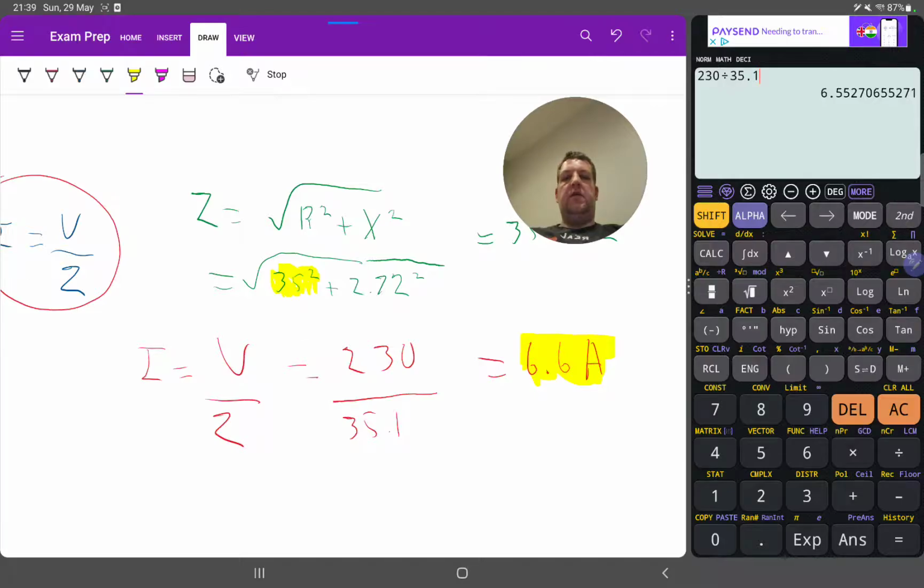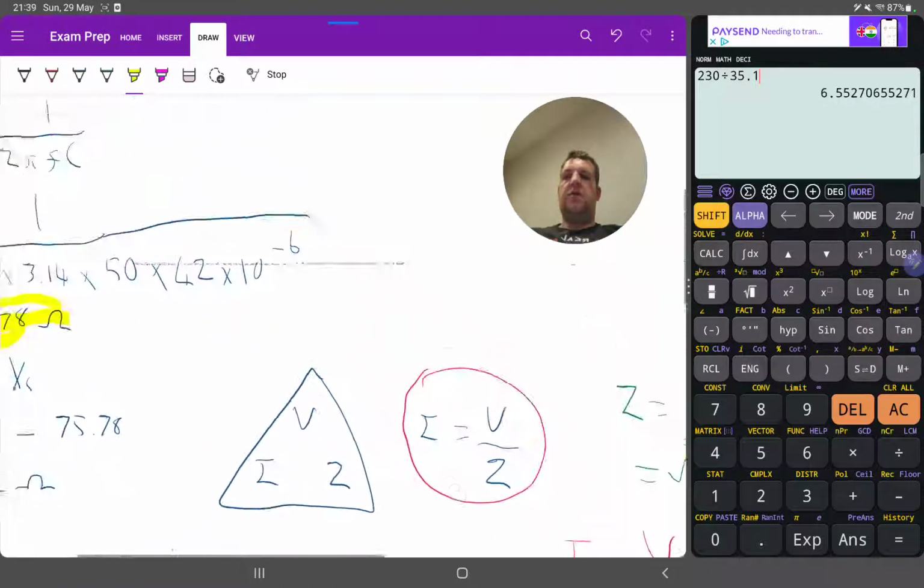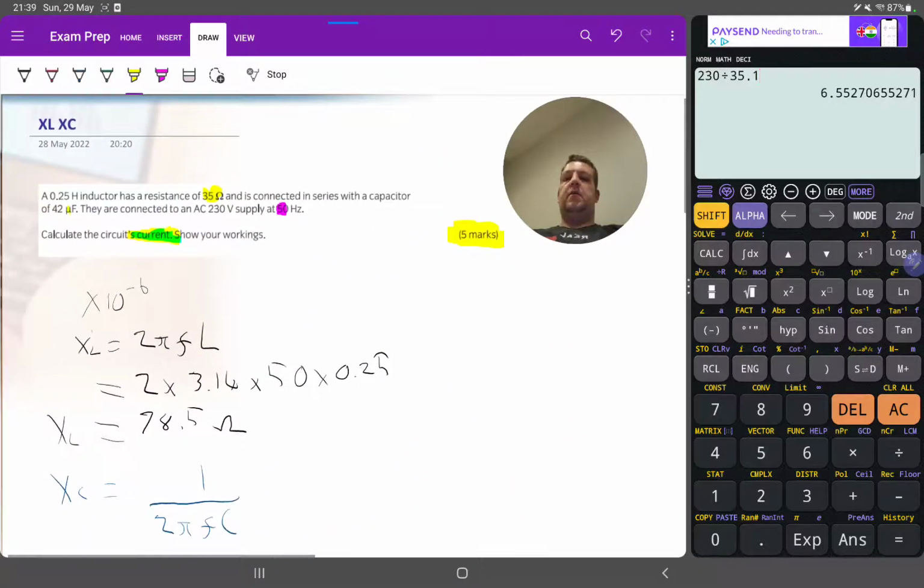So that there is how we work out current when we started with resistance, capacitance, and inductance. So nice, straightforward. Hopefully that helped you a little bit working out this question, guys.